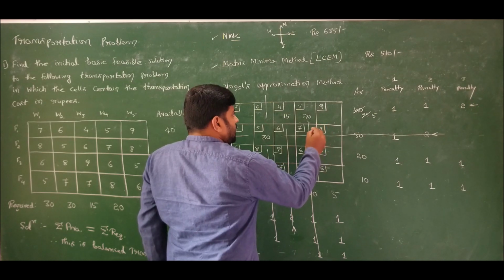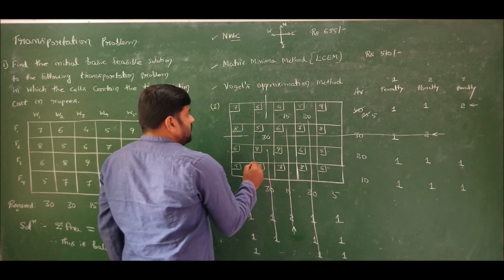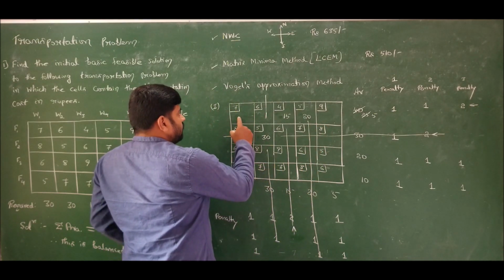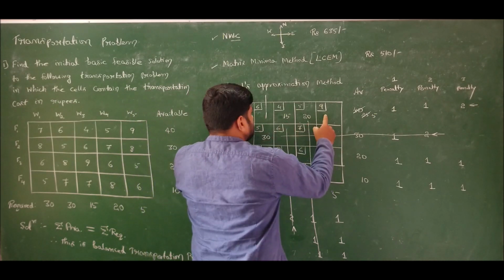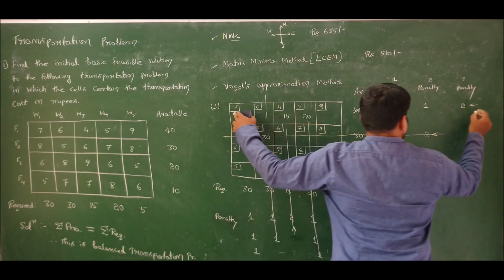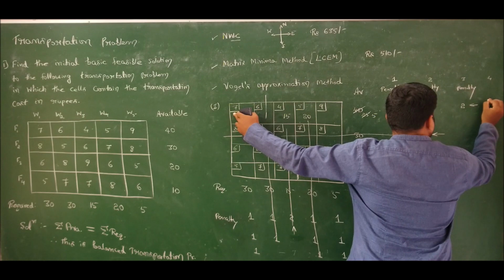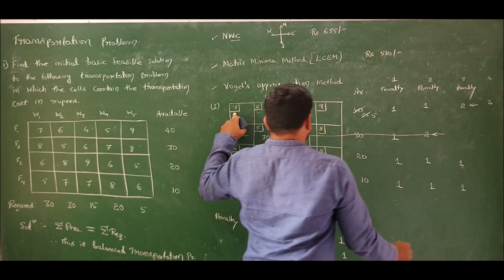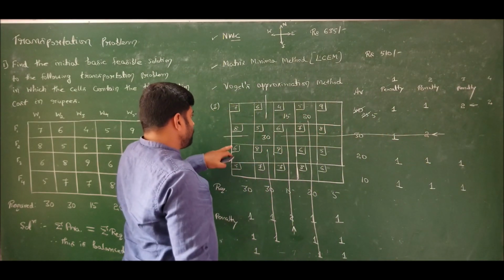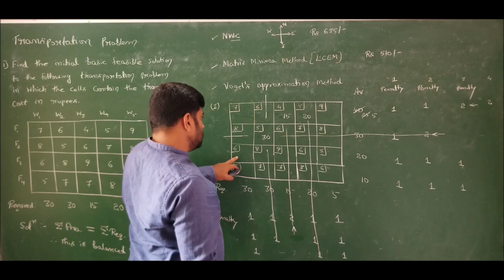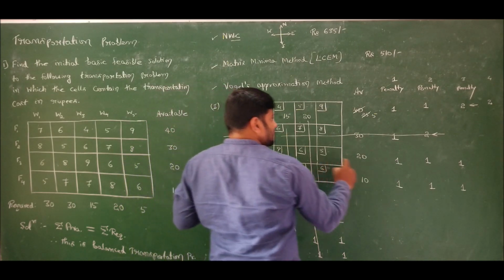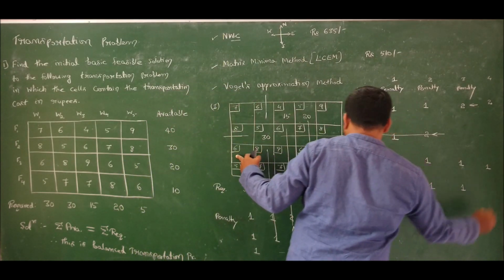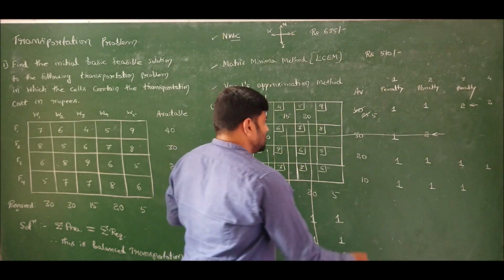Now again calculate the penalty for the remaining thing. We have 7 and 9. Penalty is 2. We are moving to 4th round. Penalty is 2. Eliminated. Here we have 5 and 6. Penalty is 1. Here we have 5 and 6. Penalty is 1.